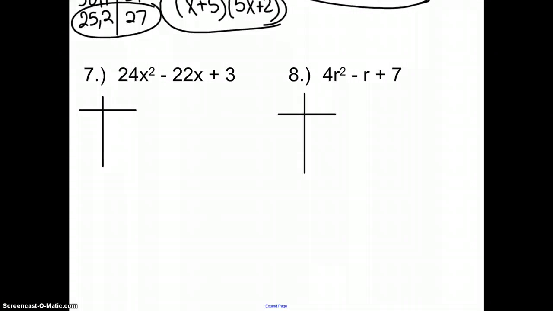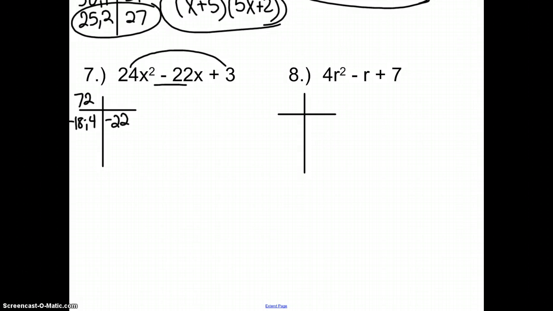Number 7, we have 24x squared minus 22x plus 3. We can't factor anything else, so we have to multiply. 24 times 3 would give us 72. So we want factors of 72 that add together to get a negative 22. So we can try negative 18 and negative 4 would give us our negative 22.